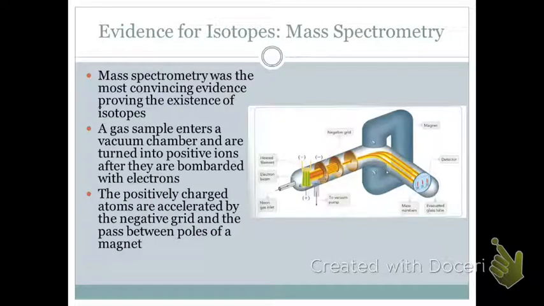Mass spectrometry, which is something you may or may not have learned last year, I know my students did not, is very important in AP Chem. Mass spectrometry was the most convincing evidence that proved that isotopes even existed.